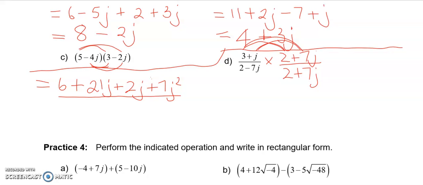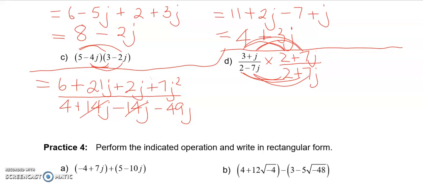All right, so I have 2 multiplied by 2 is 4. Then I have 2 multiplied by 7j. Well, that's plus 14j. But then I have negative 7j times 2, and there's minus 14j. And just as I said, they're going to cancel. And then negative 7j times positive 7j is minus 49j squared. Now remember, you have to simplify those j squareds.